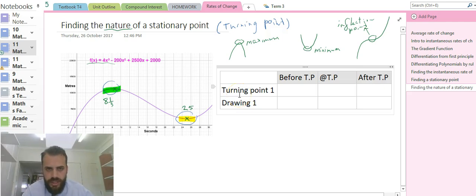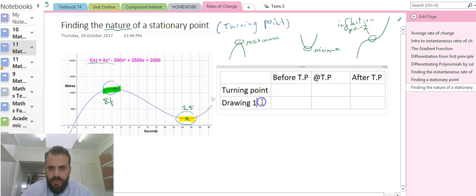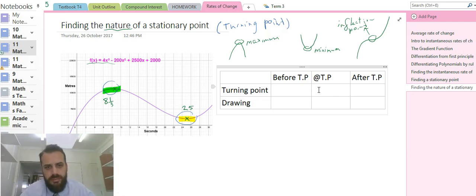Alright, so here's my little table. Now, I don't need to really put that there. So, this is my turning point, and this is the drawing I'm going to draw. Here's what's happening at the turning point. Here's what's happening before the turning point. Here's what's happening after the turning point. It's going to make a little more sense in a minute.